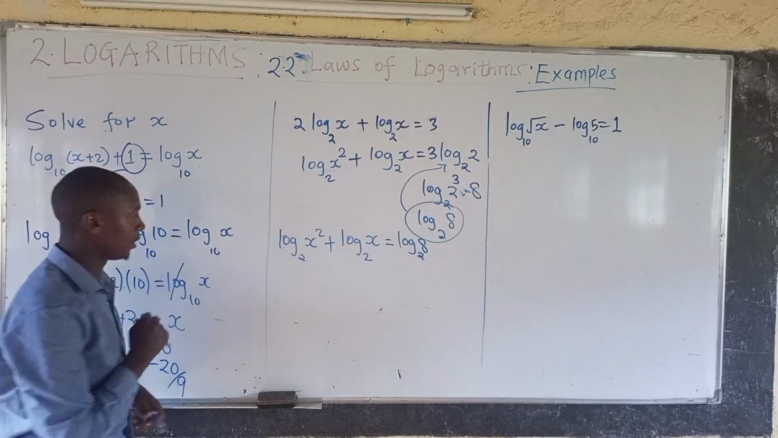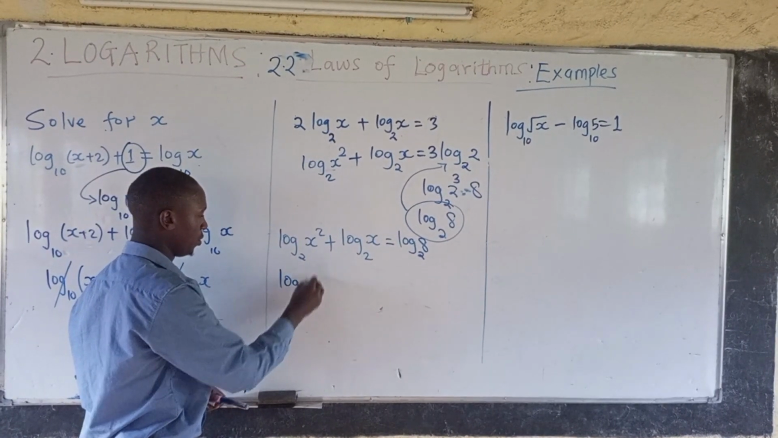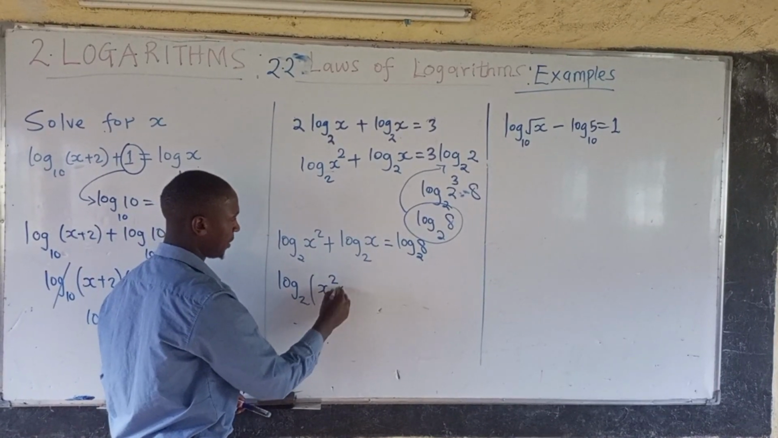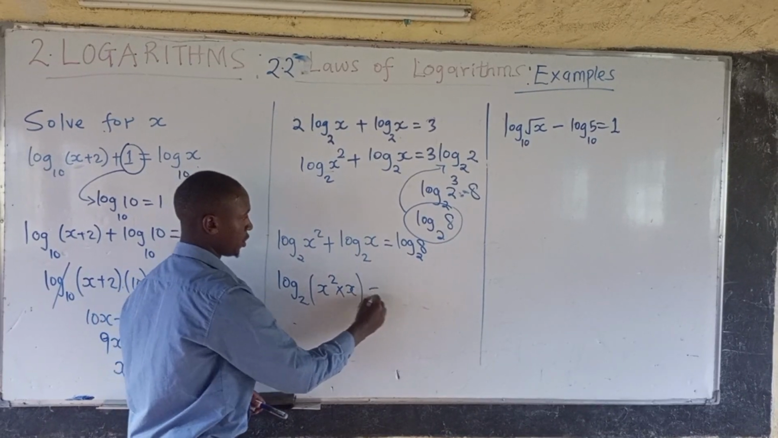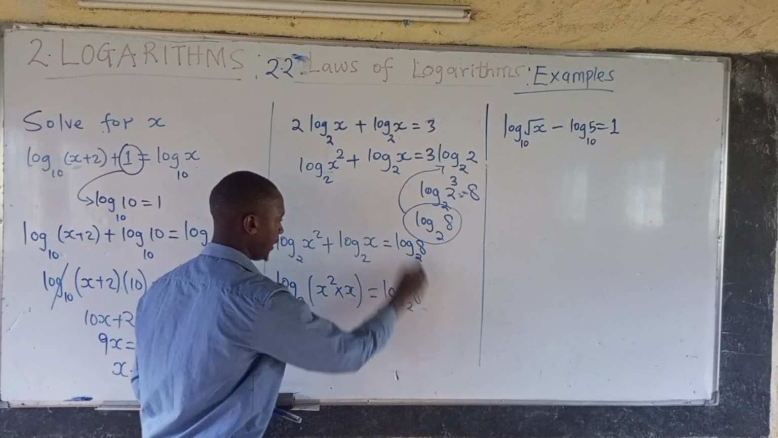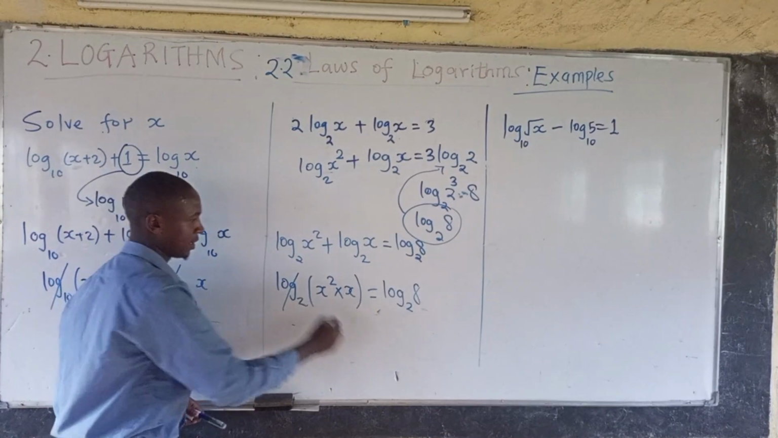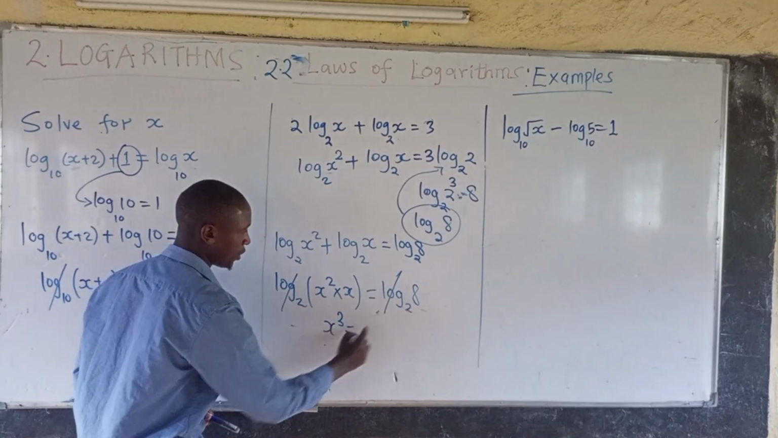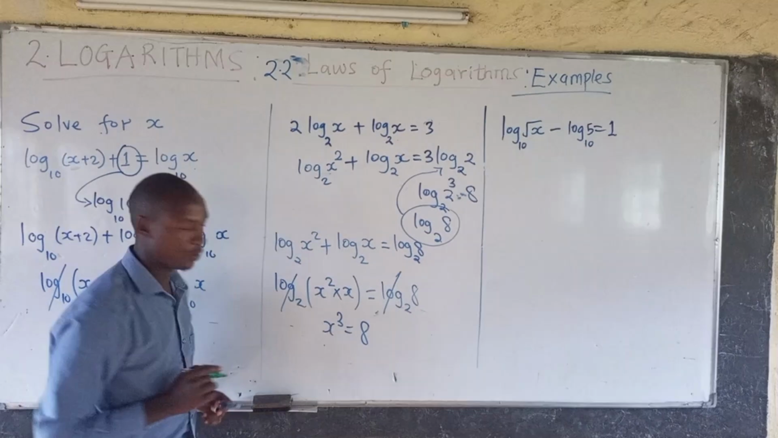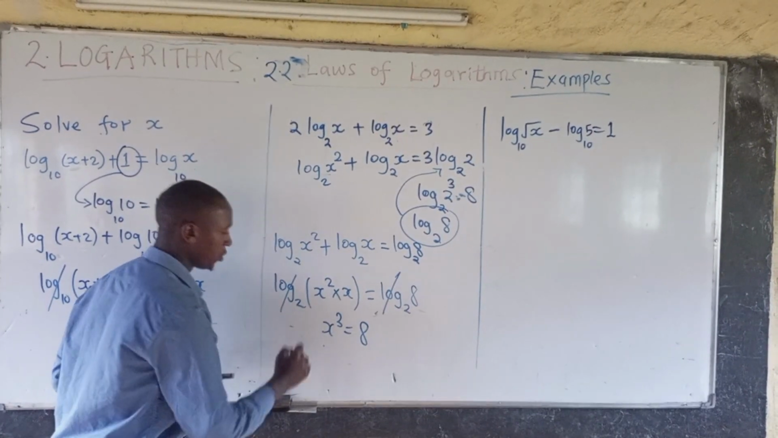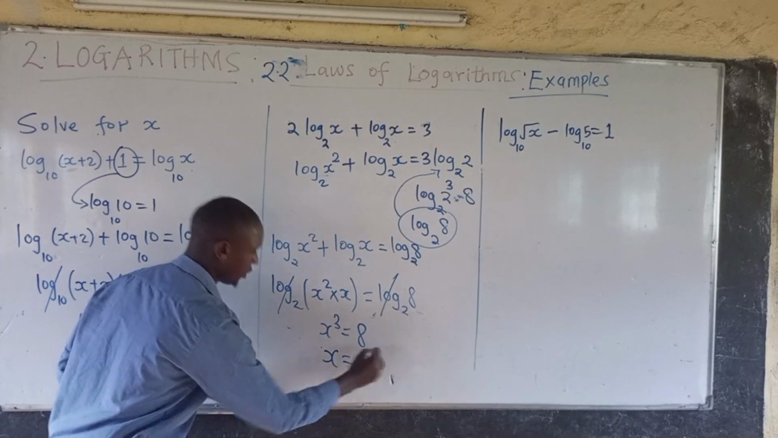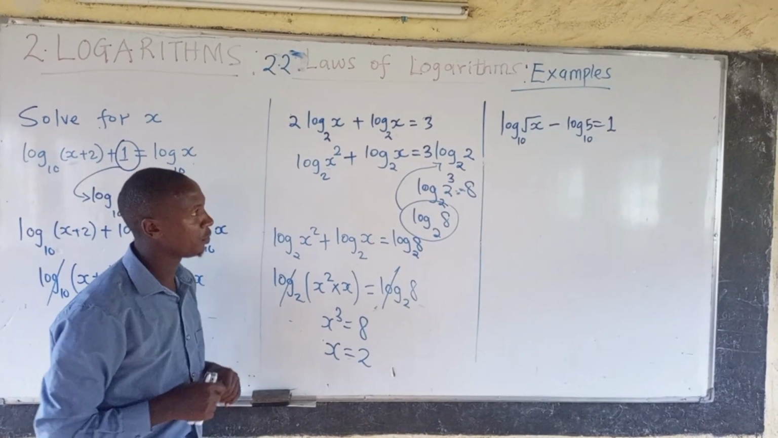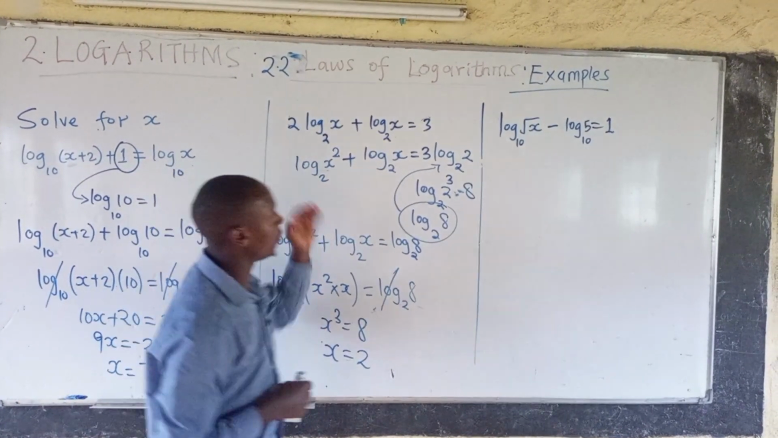And now we are ready to factor out the logs. We have log to base 2 of a product, x squared multiplied by x, is equal to log to base 2 of 8. Now I can cancel out the logs. We remain with x squared multiplied by x, which is x cubed, is equal to 8. If we find the cube root on both sides, then the value of x is exactly 2. So that is simple. We have followed the laws of logarithms, and you can see how simple it is.